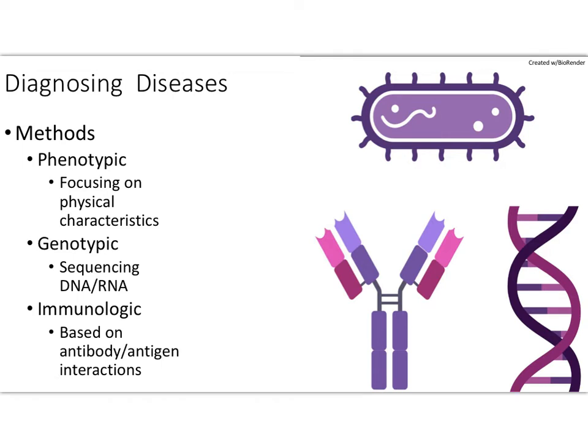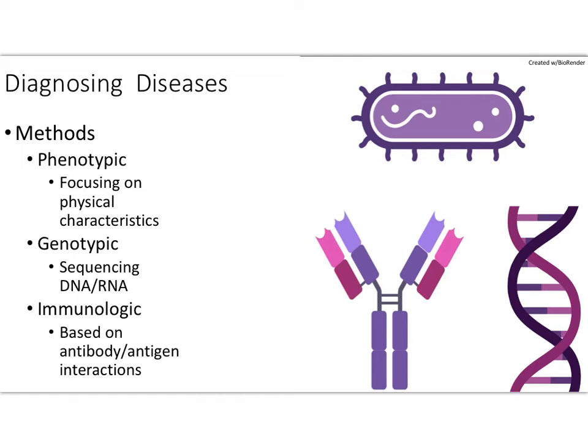So our first category is what we call the phenotypic method. In the phenotypic method, we're using some kind of technique that focuses on the physical characteristics of the organism. We're looking at how much peptidoglycan it has, whether it has an outer membrane, does it have things like flagella, does it make endospores, does it make a capsule, does it have pili, etc. So we're looking at some kind of physical characteristic of the microbe.